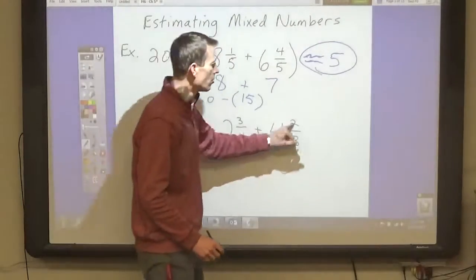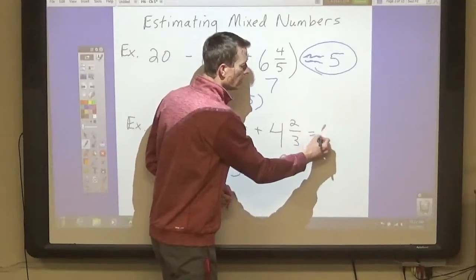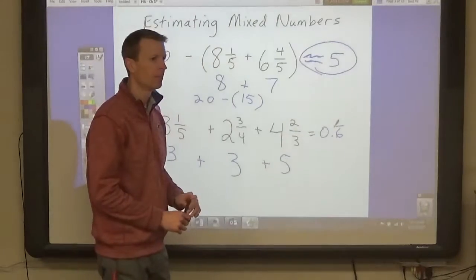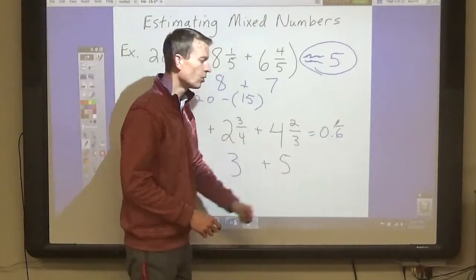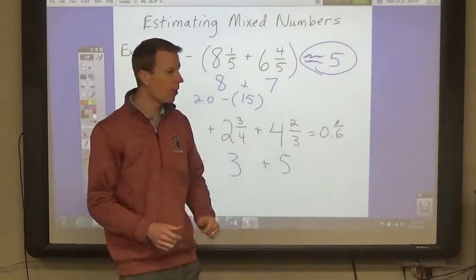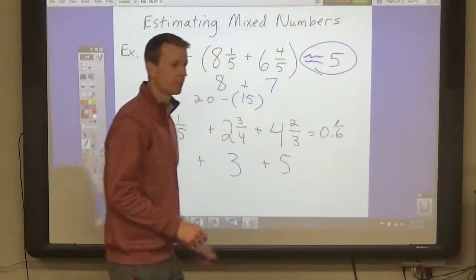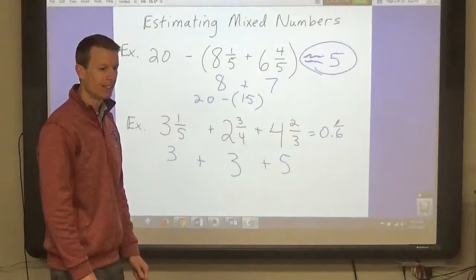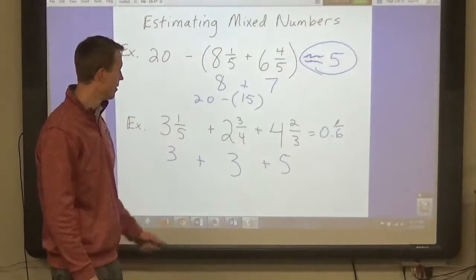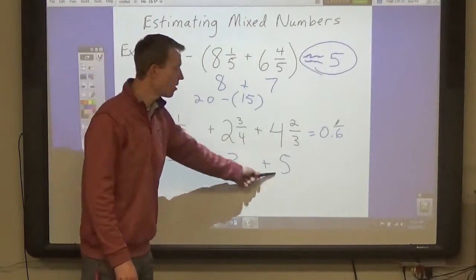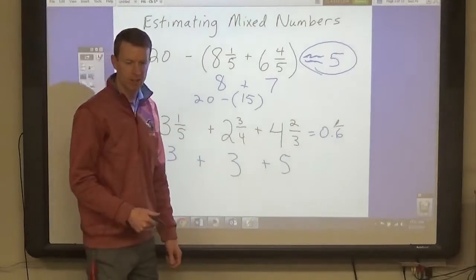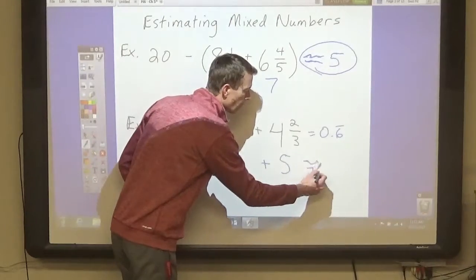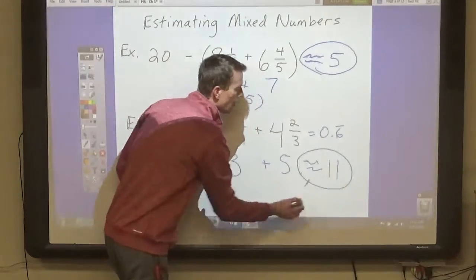All right. But 2/3 is also 0.6 repeating, isn't it? So that's close to a half as well. So this one could round to either one. All right, rounding it to 5 is fine. 3 plus 3 plus 5 would give us what? 11. So this is approximately 11.